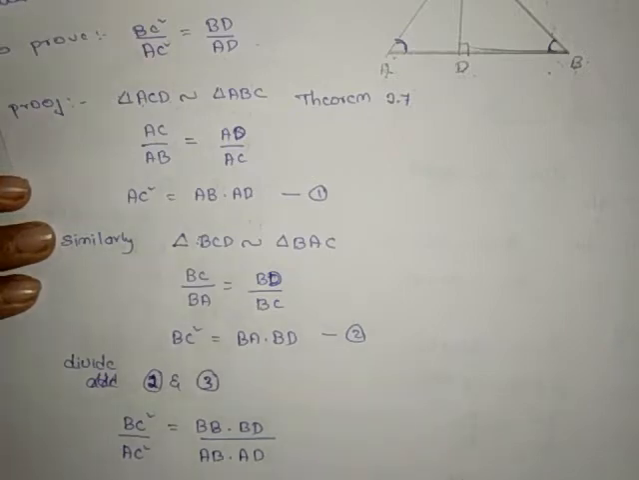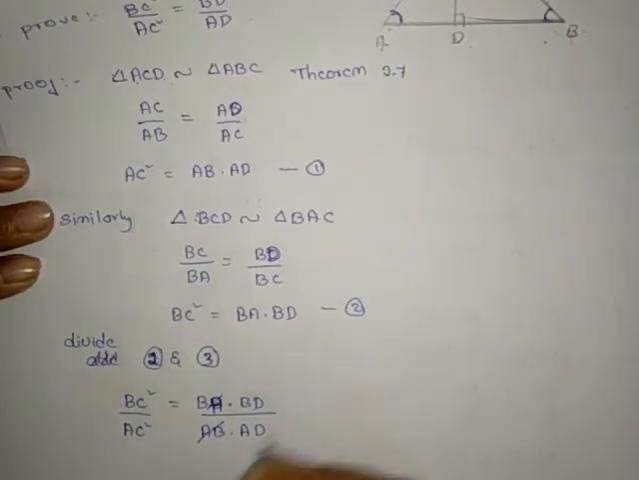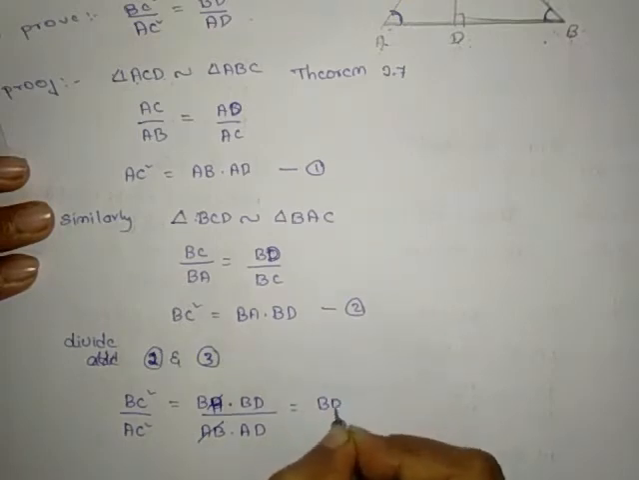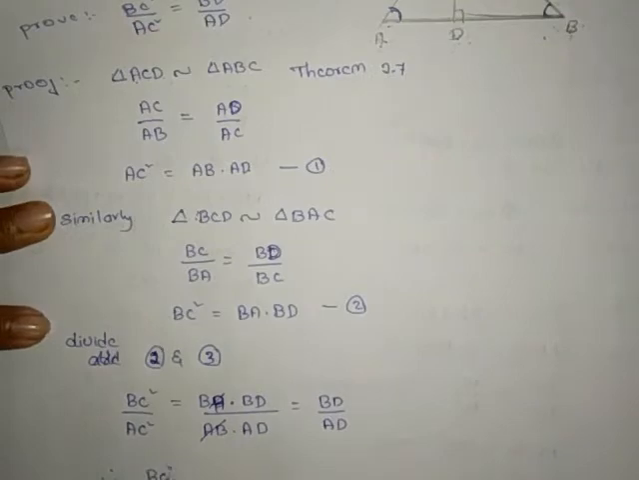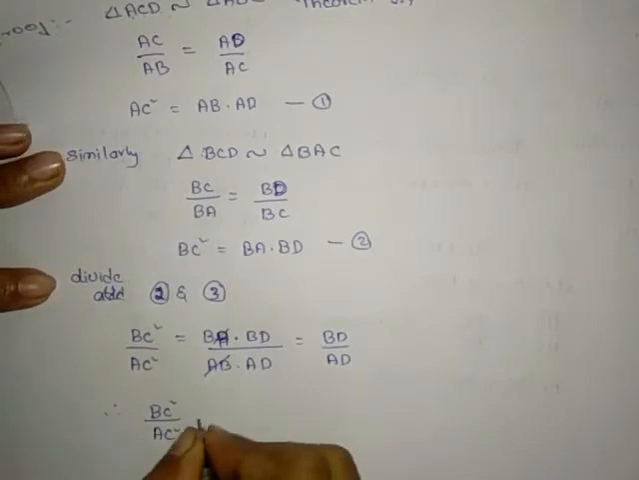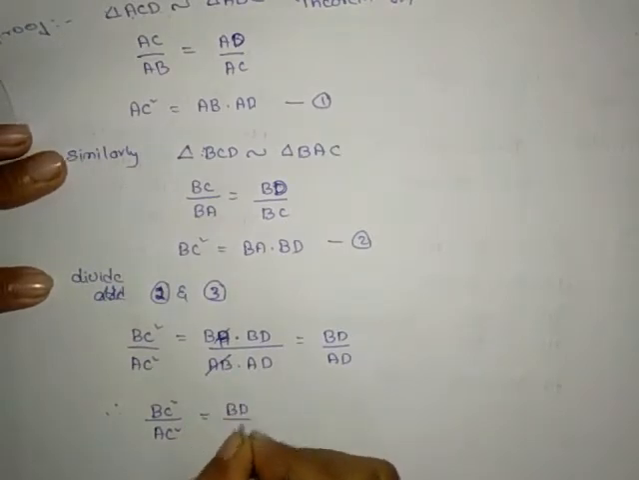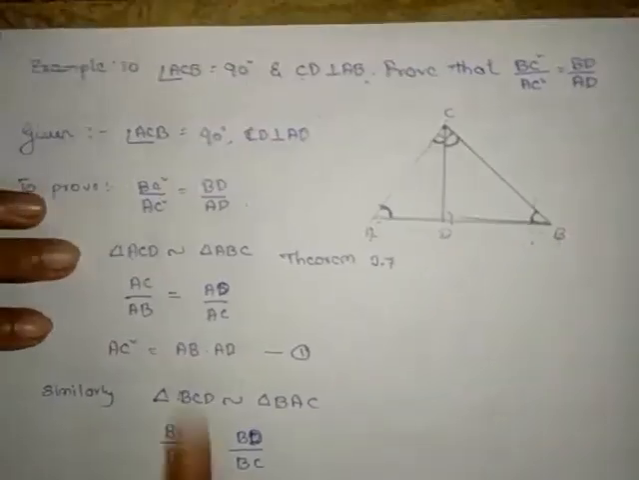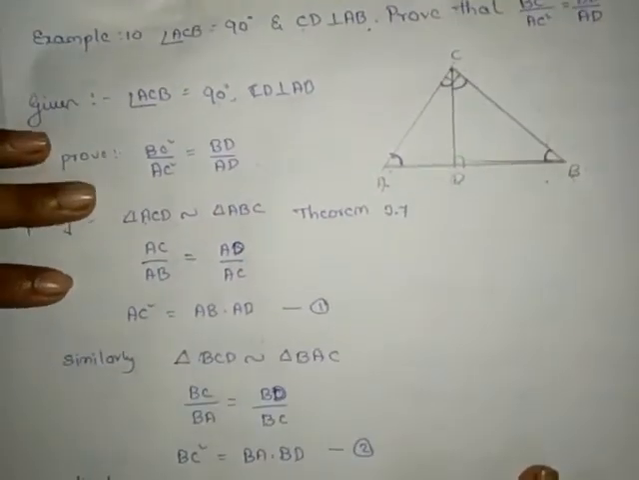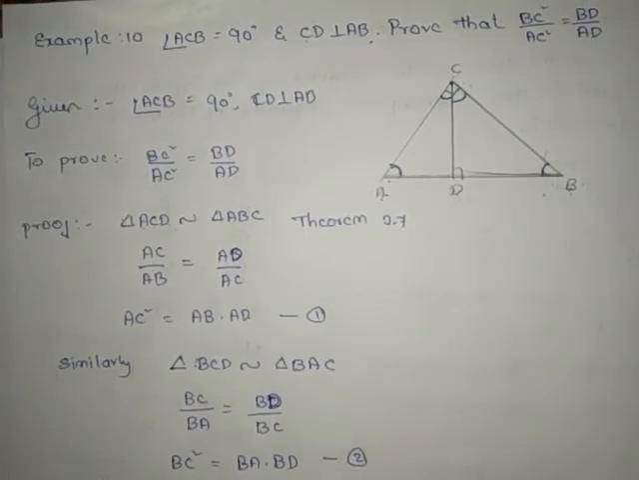Now this is BA into BD. Now BA and AB get cancelled, so the remaining thing is BD divided by AD, right? So we can write, therefore BC square divided by AC square is equal to BD divided by AD. Hence we got the required result, or we proved this, right? You can observe this. Hence this completes the 10th problem.